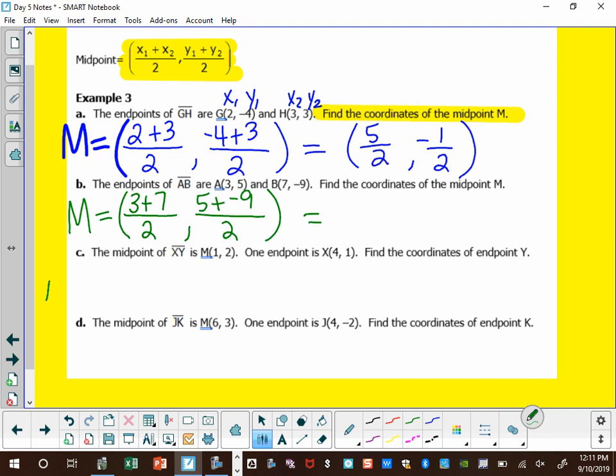All right, what's 3 plus 7? 10 divided by 2? Should get 5. Right now we're just simplifying. And then 5 plus negative 9, or you could just do 5 minus 9. What do we get there? Negative 4. Good. And then negative 4 divided by 2 gives me negative 2. Right? Keep that negative. All right, so my midpoint for those two endpoints is going to be 5, negative 2.